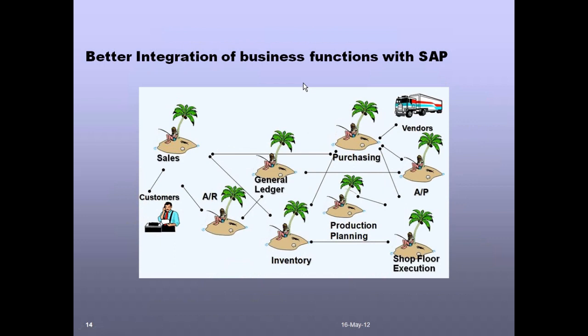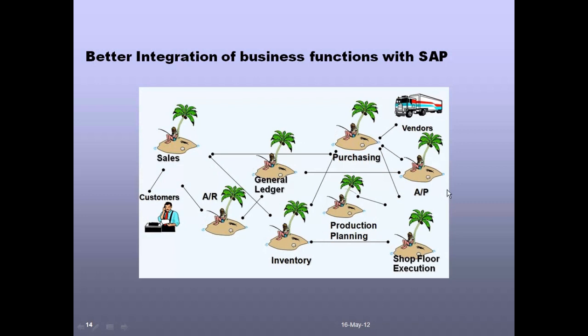Now, better integration, like the wheel which we have seen a couple of screens ago. Now you see here, you take any industry, whether it is banking or manufacturing or service, any industry will have various departments. For example, sales, customers, inventory, production, purchasing, and so on and so forth.